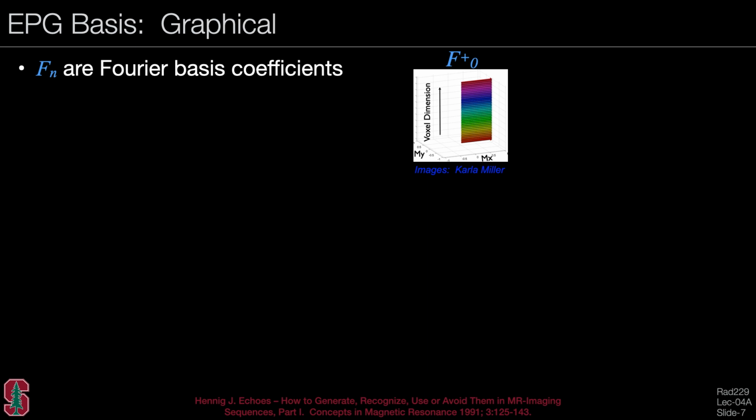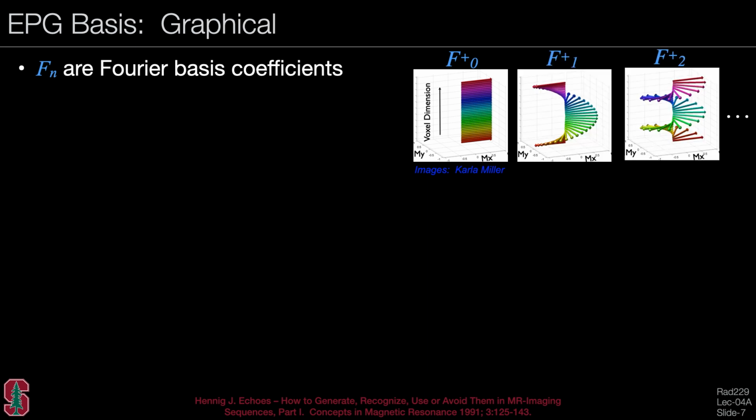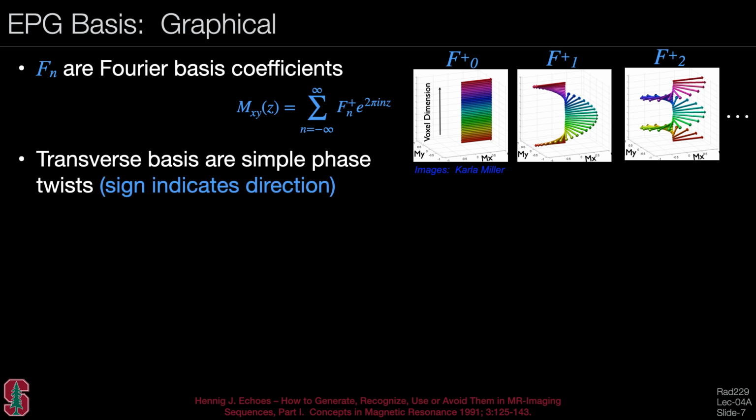We can show graphically the EPG basis. First, the f sub n are the Fourier basis coefficients. We refer to f plus as positive twists. So we have 0 for no twist, 1 for 1 twist, 2 for 2 twists, and so on. We can transform these Fourier coefficients back to the magnetization using a simple Fourier transform. The transverse bases are simple phase twists, but the sign indicates the direction.